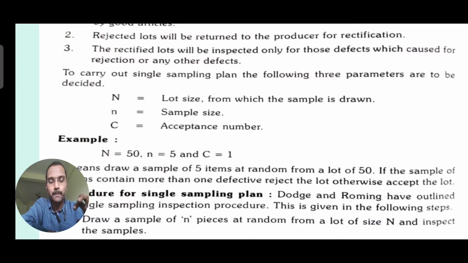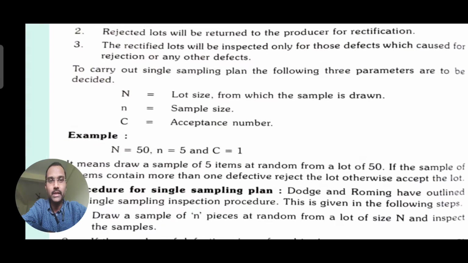Sample, in the sense that if you are picking up a sample from a lot of 50, for example, you are taking some 5 units. The 5 units put together is a sample, one sample. So C, capital C, indicates the acceptance number. So these three are the parameters: one is lot size, sample size, and acceptance number.